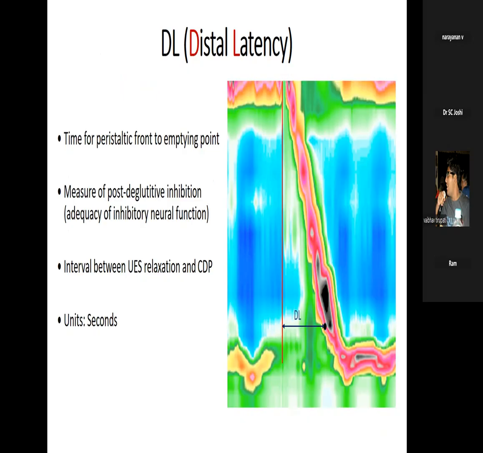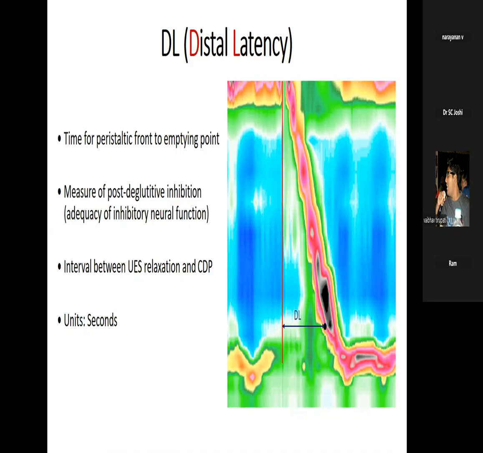What is distal latency? It is the time taken for the peristaltic front to reach the emptying point or the ampulla. It is a measure of the adequacy of inhibitory neural function. So the interval between upper esophageal sphincter relaxation and this CDP is the distal latency.